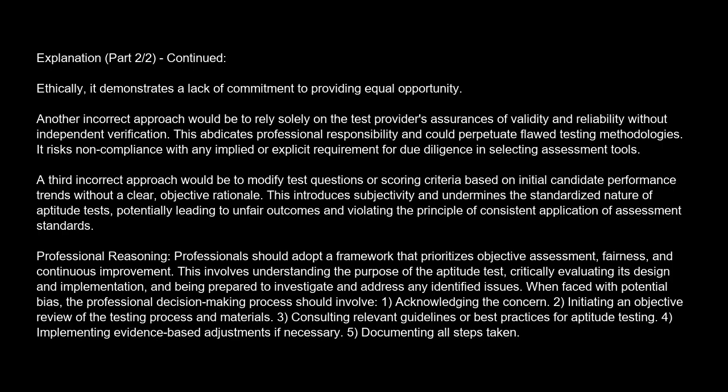When faced with potential bias, the professional decision-making process should involve: 1. Acknowledging the concern. 2. Initiating an objective review of the testing process and materials. 3. Consulting relevant guidelines or best practices for aptitude testing. 4. Implementing evidence-based adjustments if necessary. 5. Documenting all steps taken.